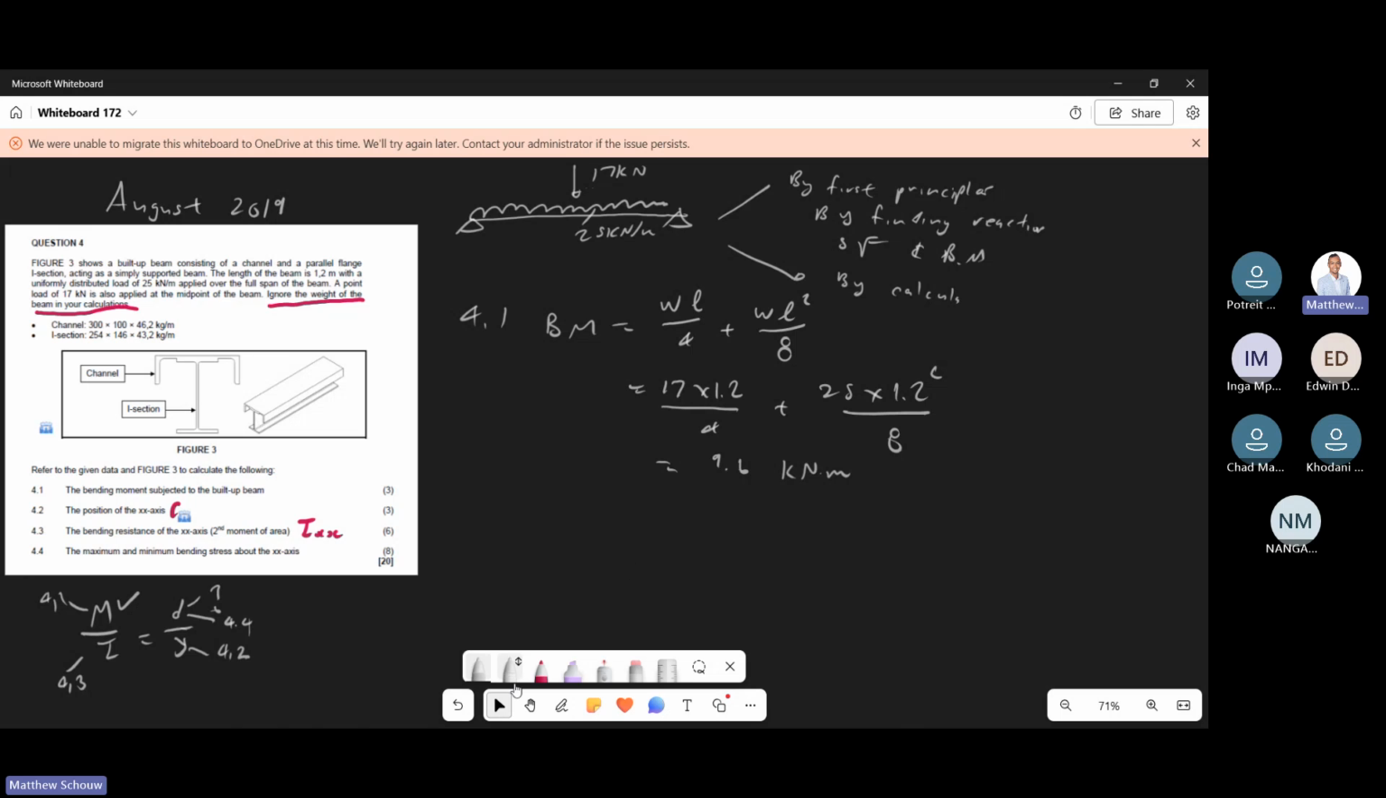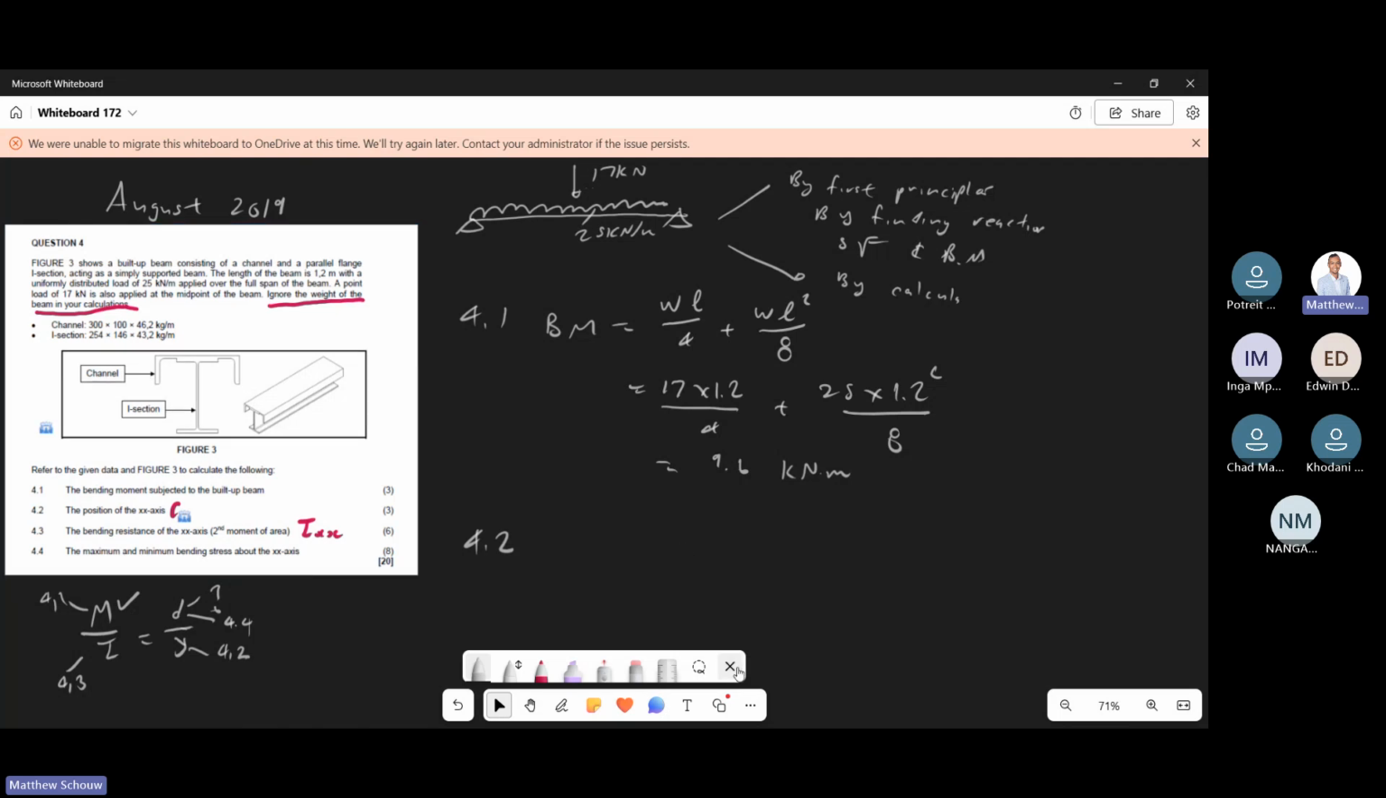So what 4.2 is, if you've done that revision I put up, it's basically finding the center of this assembly or bolt-up beam, right? We can't assume the center is exactly there or there or there. We have to actually find the center, considering that we have one element being the I section and another element being the channel.